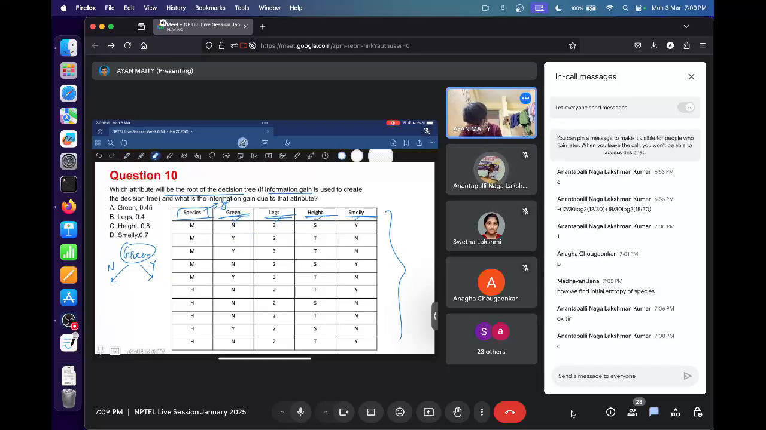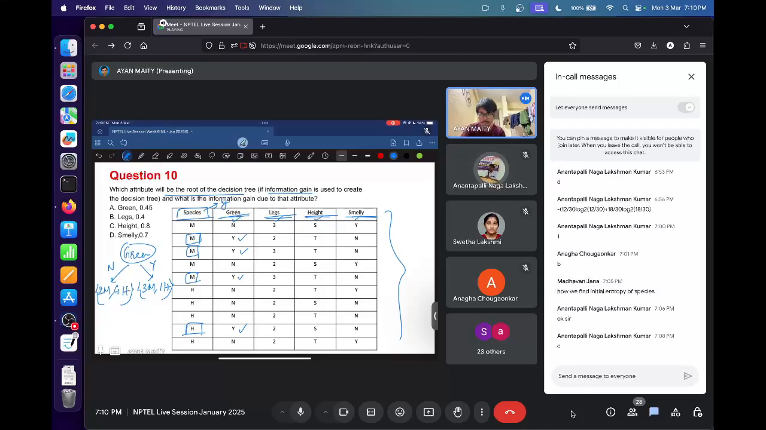When green is n, you can see this is one m, this is another m, and there are four h values. So two m values and four h values when green is n. Similarly, when green is y, you have to compute how many m classes and how many h classes there are. Here, this is one m, another m, another m, and this is one h. So 3 m and 1 h values if green is y.